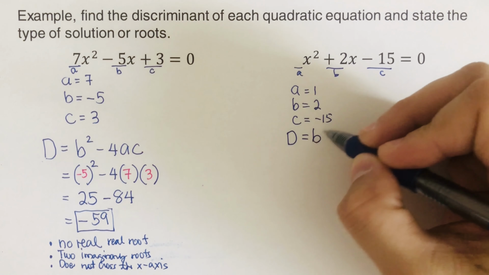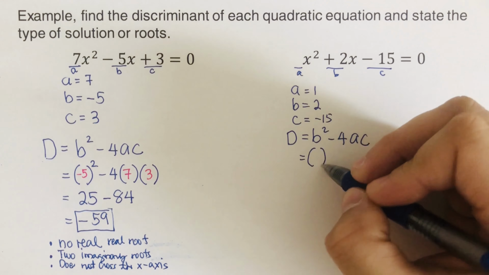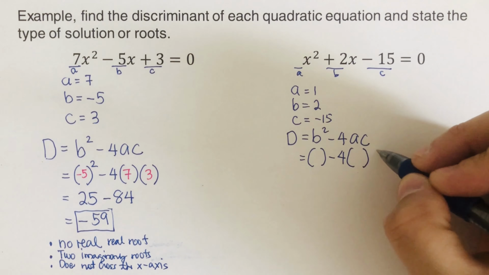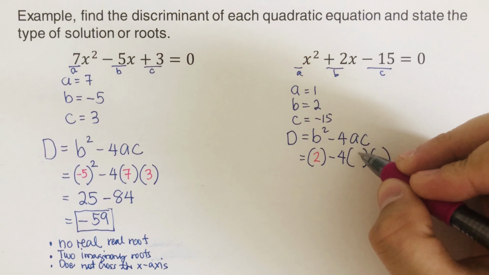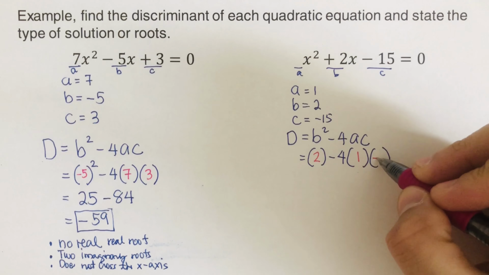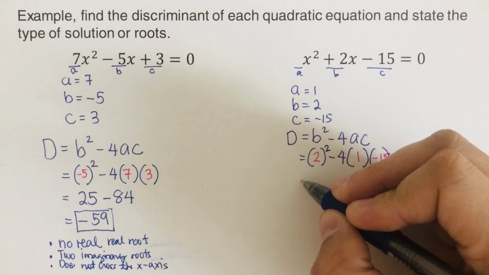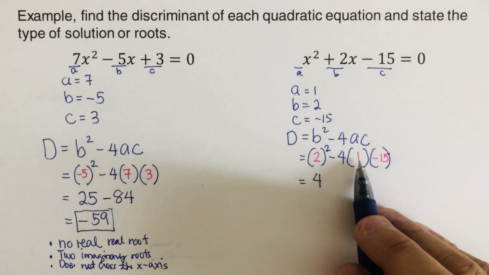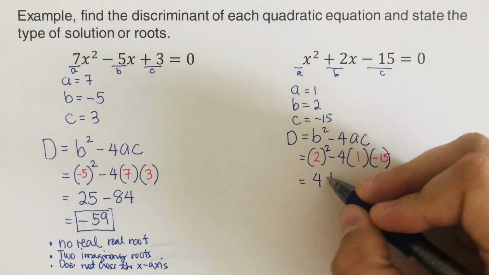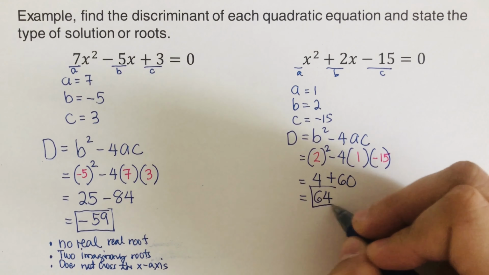Discriminant is B squared minus 4AC. So then we change the letters into parentheses before we plug in values. Our B is 2, our A is 1, and our C is negative 15. And so from here, we do the math. By the way, this is supposed to be squared. So 2 squared is 4. Then we multiply these three together. So negative 4 times 1 times negative 15 is a positive 60. And so we got 64 for our discriminant.